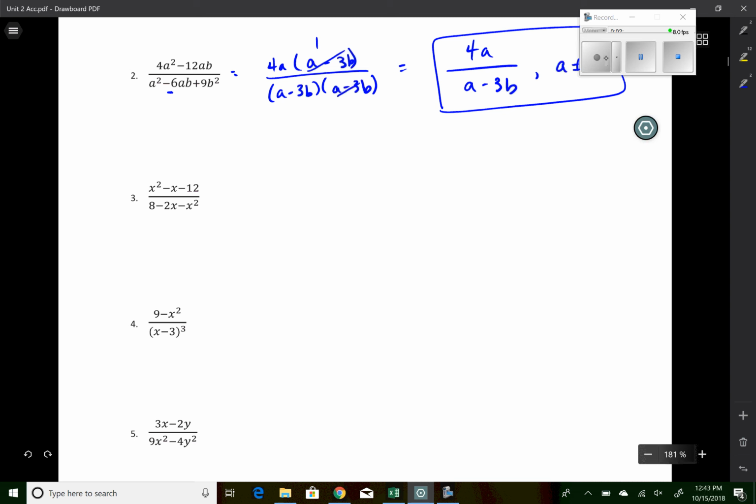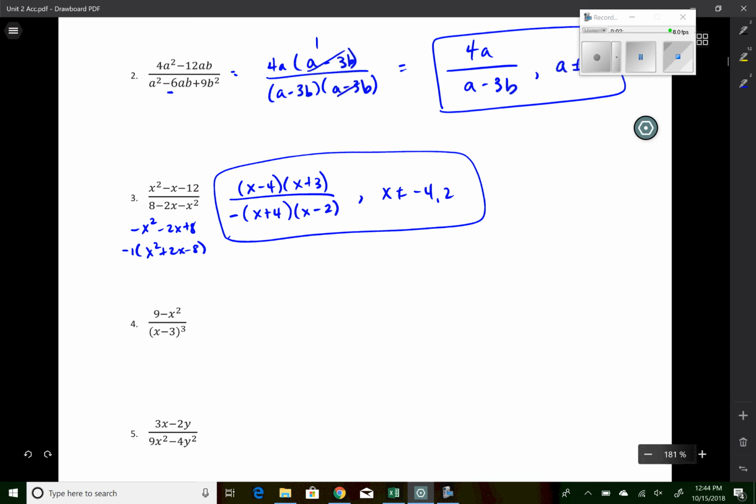Number 3, if I factor the top, I have (x minus 4)(x plus 3). The denominator, if you rewrite that, it's negative x squared minus 2x plus 8. If you divide out a negative 1, it's x squared plus 2x minus 8, which becomes (x plus 4) and (x minus 2). Nothing here reduces, so that's my answer, where x cannot equal negative 4 or positive 2.